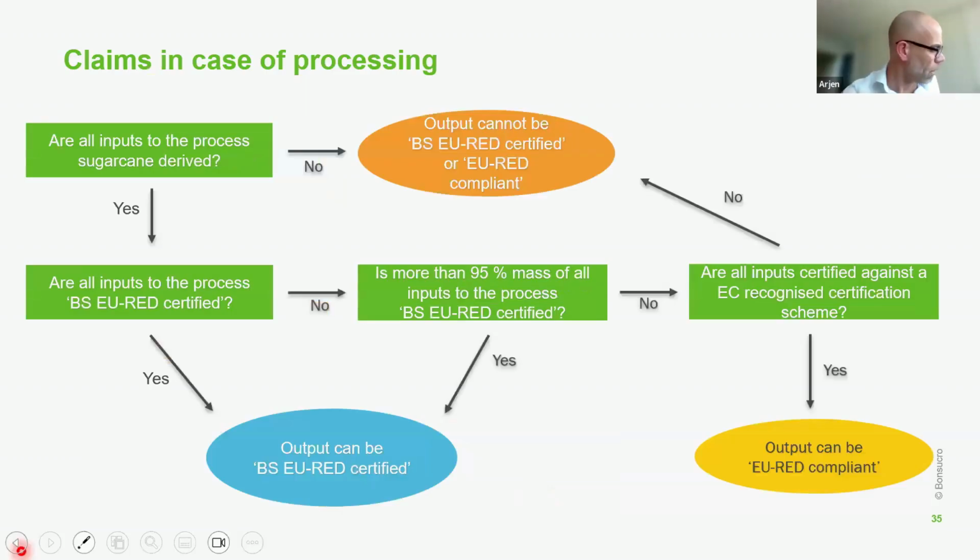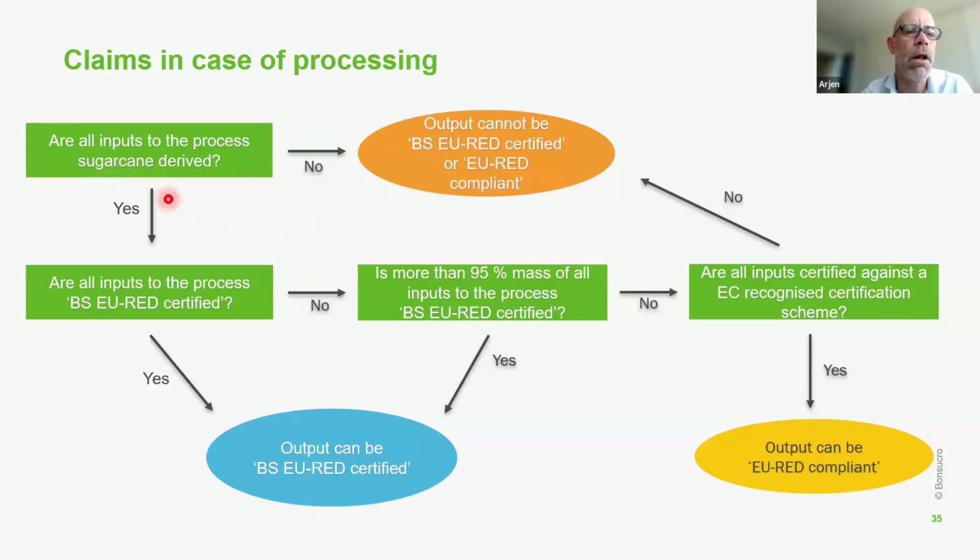In this decision tree, which is slightly more complicated than the previous slide, I've again tried to list the various options and the claims related when different inputs with different claims are being processed together. So the first relevant question is, are all the inputs to the process sugarcane derived? If that's not the case, then the Bonsucro EU-RED claims are not applicable at all, because we're talking about other types of biomass. So no claim, Bonsucro EU-RED or EU-RED compliant, can be attached to the output.